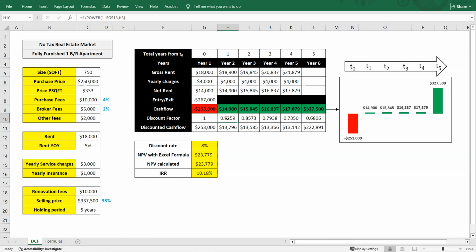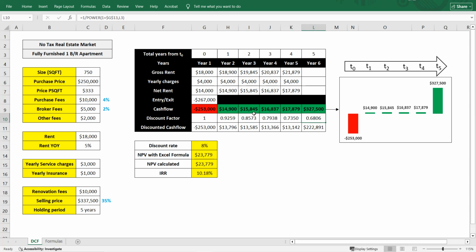Then for the first year, as we have said, we have 1 divided by 1 plus the discount rate. In our case, we have chosen 8% to the power of 1. So basically here we have the power, which is H3. Then for the second one, we have 1 divided by 1 plus the discount rate, which is G13, to the power of I3, which is 2. Same thing for the third year, the fourth year, and the fifth year.